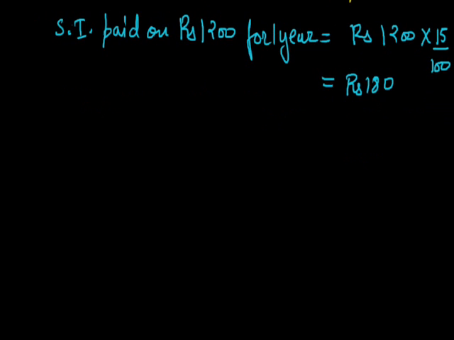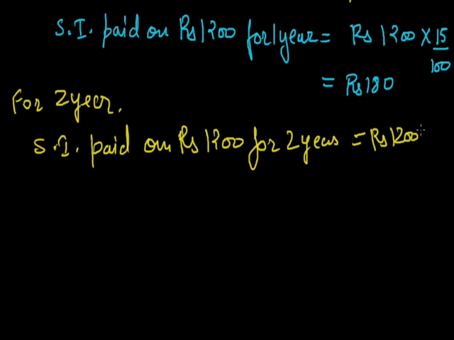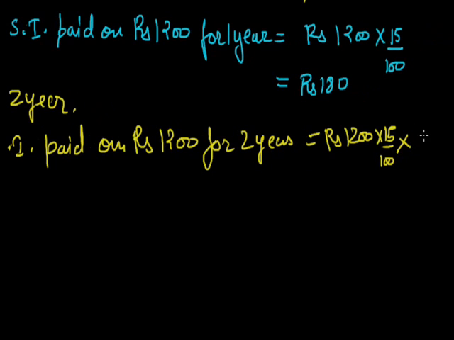Now in the same question, if I have to calculate the money for 2 years, if I have borrowed the same money for 2 years, then the simple interest paid on ₹1,200 for 2 years will be equal to ₹1,200 into 15/100 into 2.